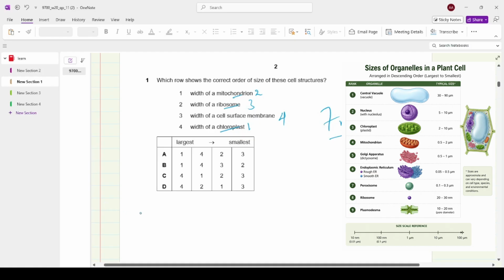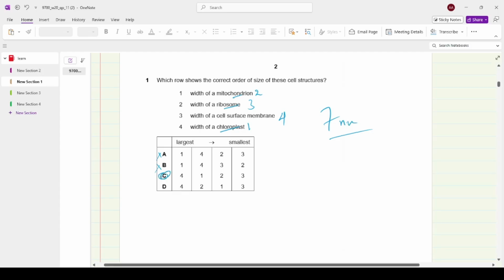So if we check the options, A and B can be eliminated because they use mitochondrion as the largest, and we know that is not true. Then we go for C and D. 4 is a chloroplast, so that qualifies. So C and D are okay in terms of the first one. Then we go to the second option. From our ranking, the second largest is a mitochondrion, so C is okay. But D is saying the second largest is ribosome, so C is the most correct answer here, and D is eliminated.